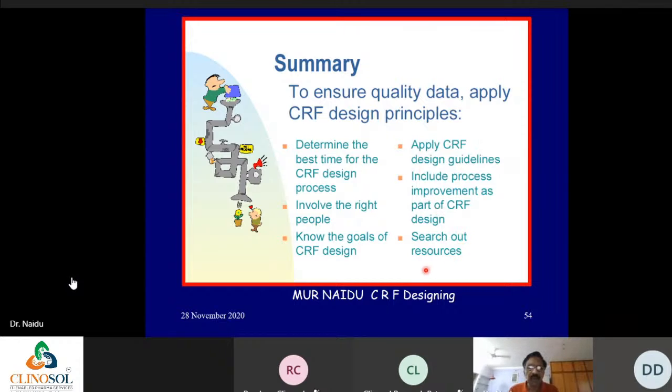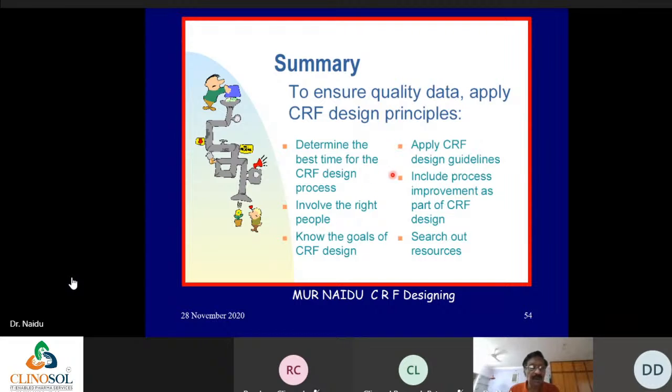And search out for the sources. There are many sources where you get a very good guideline for developing a very good CRF, especially for ADR monitoring and serious adverse events, especially related to that country, or new guidelines which are required for doing clinical trials from that country. So search for all resources and then include them in your case record form.